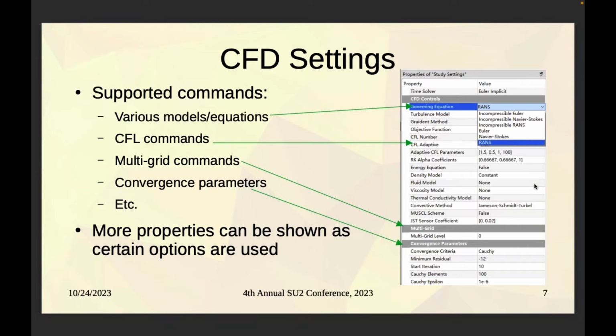SU2 provides a wide range of commands for CFD analysis. Welsim has supported most of them in the form of front-end properties. These properties include governing equations, turbulence models, gradient models, objective function, energy equation, etc. It also offers settings related to CFL criteria, multigrid settings, and solver convergence parameters. As shown in the right image, the properties window shows the study settings and offers numerous properties related to CFD and the SU2. Depending on the user settings, some additional properties will show up also.